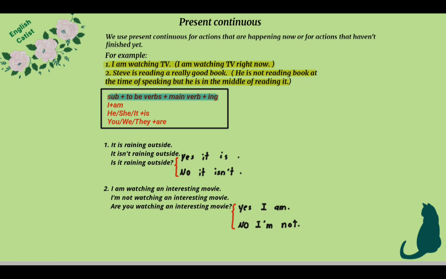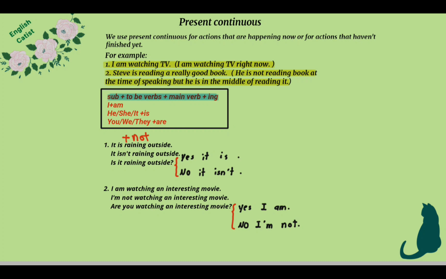How can we make it negative? As I said in our last videos, if we have to be verbs in our sentence, we can put not after our to be verb, so our sentence will be negative. So, it is raining outside, negative form, it isn't raining outside, or it is not raining outside.